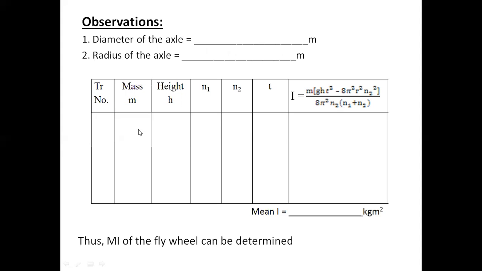So, noting the values of m, h, n1, n2 and t, the moment of inertia can be calculated using this formula. Again, repeat the experiment with a different mass. In the second trial, a different mass is attached to the hanger, and in each case the values of h, n1, n2 and t are noted. Noting the values, the moment of inertia is calculated. Finally, the mean value of I is calculated, which gives the moment of inertia of a flywheel. This is the experiment to determine the moment of inertia of a flywheel.